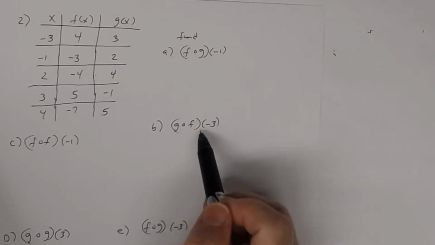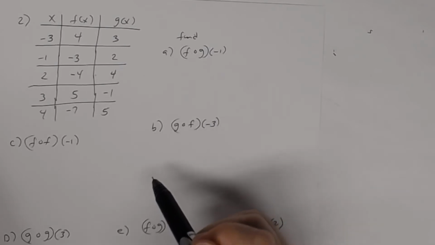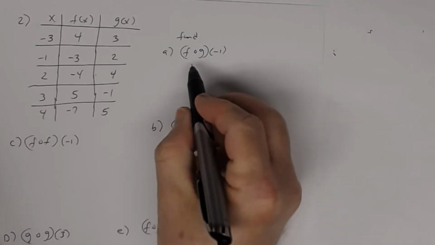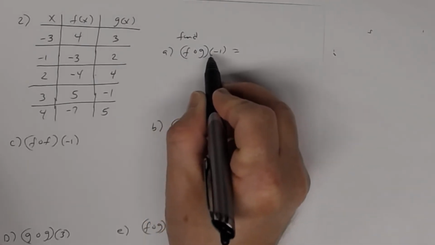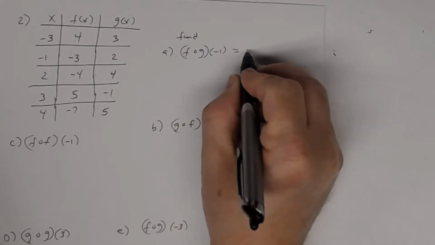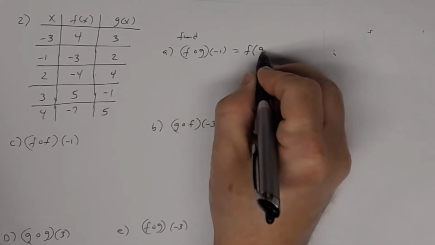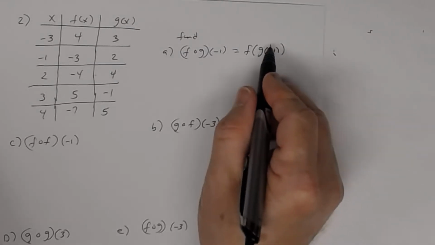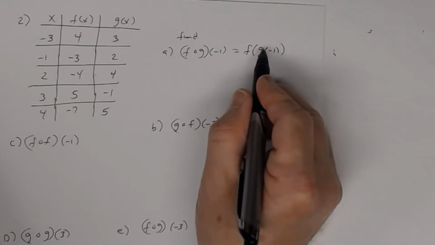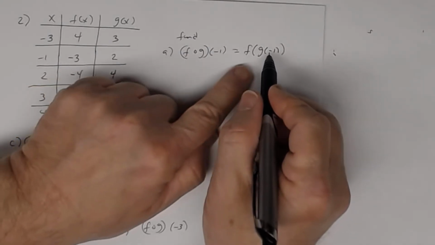Take this function, put it inside this one. That's what composition means. By definition, we know that f composed with g at negative 1 means f of g of negative 1. Now I have to find the innermost function first, so we're going to find g of negative 1.